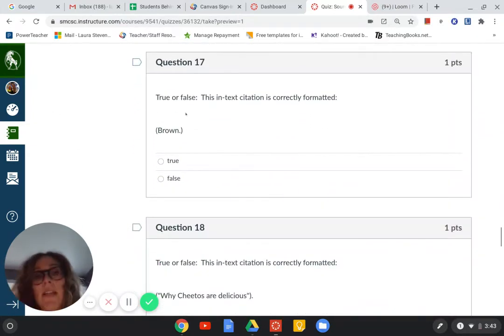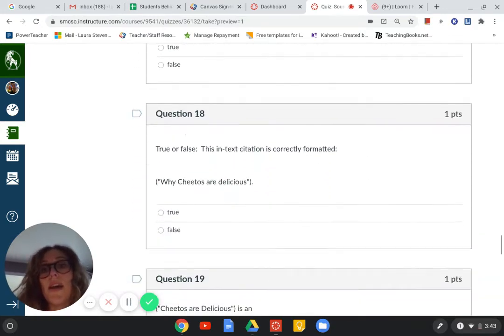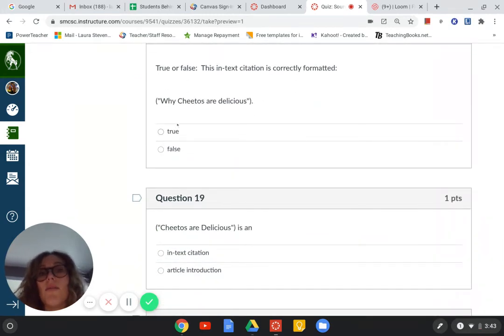This in-text citation, is it correctly formatted? The period is the issue here, right? Do you guys see it? Yeah, it should go at the very end of the parentheses. Very important. Number 18. Is this correctly formatted? I have a problem with this capitalization, but otherwise it looks good. But no, it is not correctly formatted as it is.